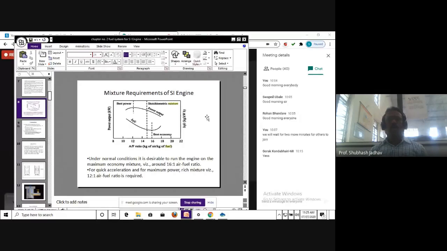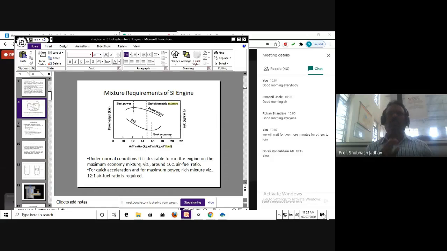Okay, now that is the same thing we have discussed with the help of a diagram over here. So let us see what this diagram means. The mixture requirement in an SI engine is put on this particular slide. Under normal condition, it is desirable to run the engine on a maximum economy mixture.